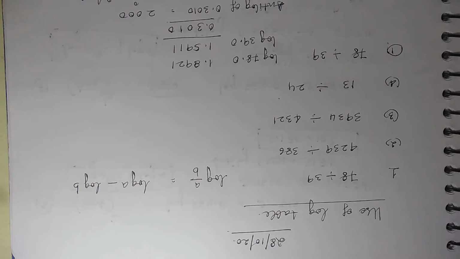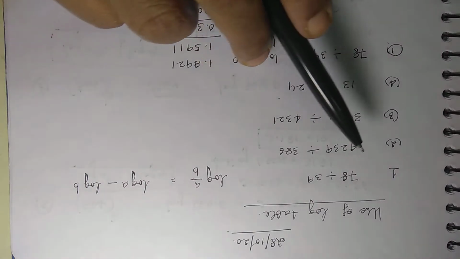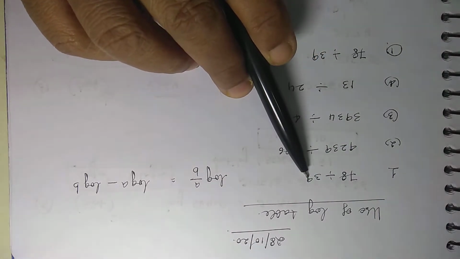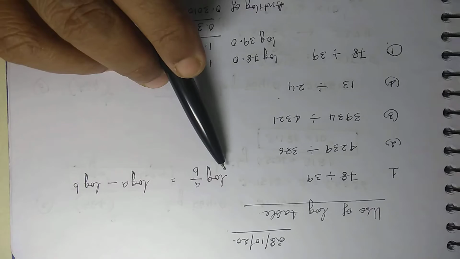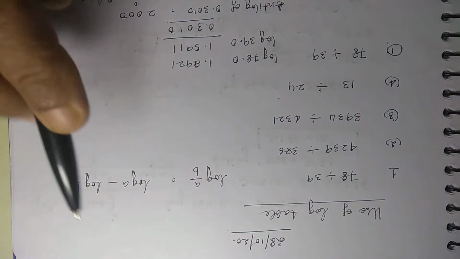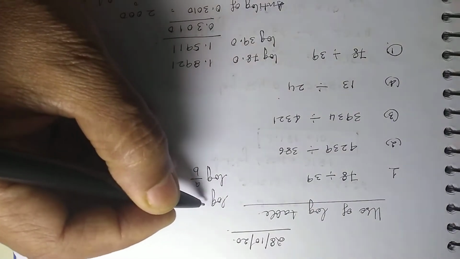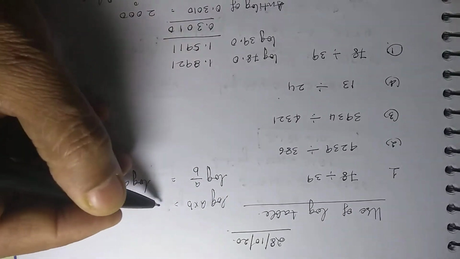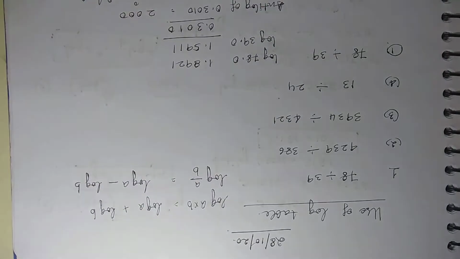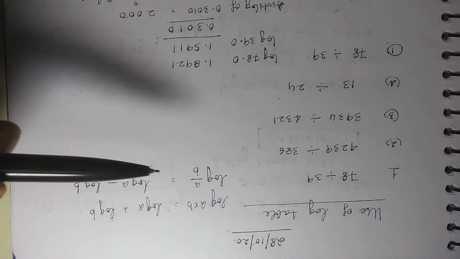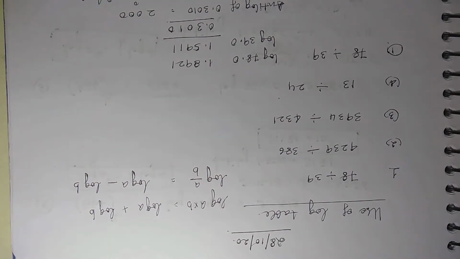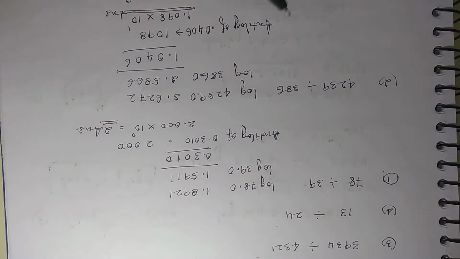Now let us see division today. Supposing you have a divided by b. Now what is log a divided by b? It is log a minus log b. If it is log a cross b, then we saw it is log a plus log b. Is it not? Same way, if it is log a by b, it is log a minus log b. Now I have given you some examples here.